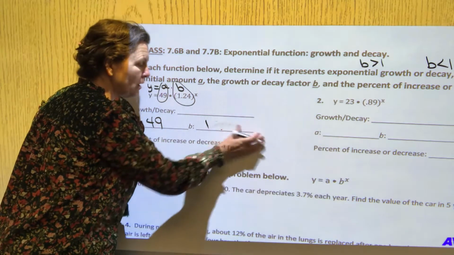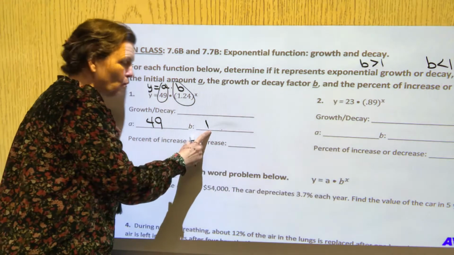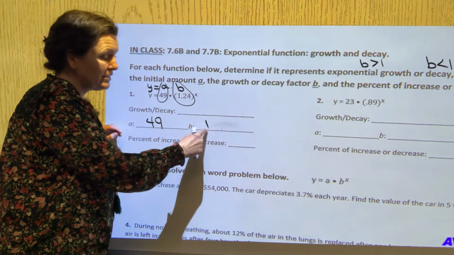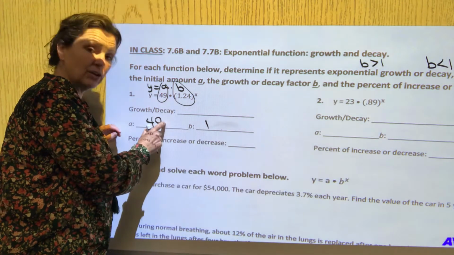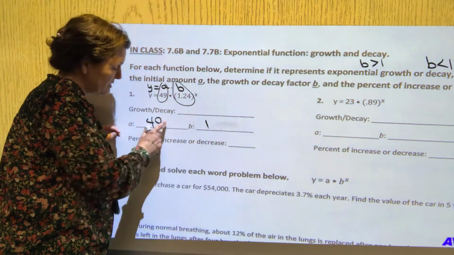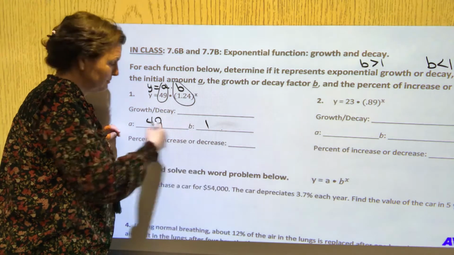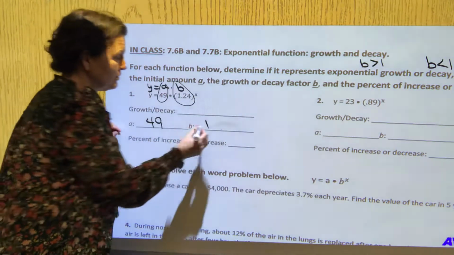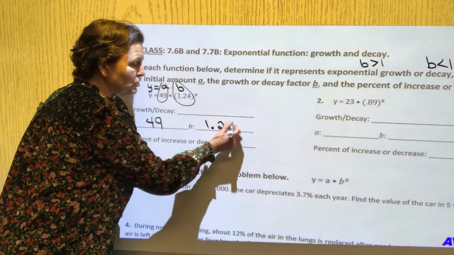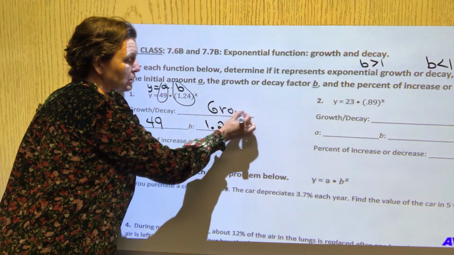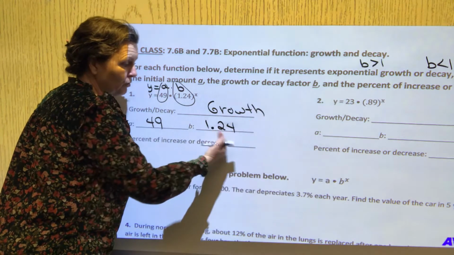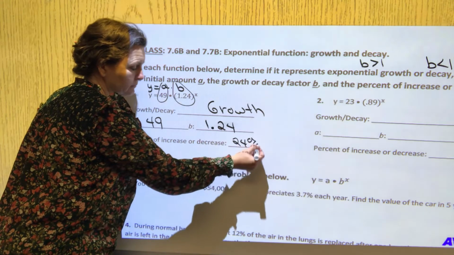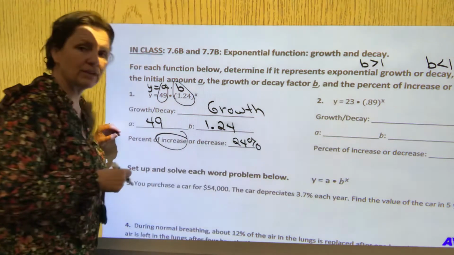If this was just 1 and we multiplied it, 49 times 1, nothing's growing and nothing's decreasing. So it needs to be a number bigger than 1 to increase, or a number beneath 1 to decrease. But 1 keeps the status quo, keeps it 49 forever. So dealing with a number that's larger is a growth situation. How much growth? This is 24% above 1, so it's an increase of 24%.